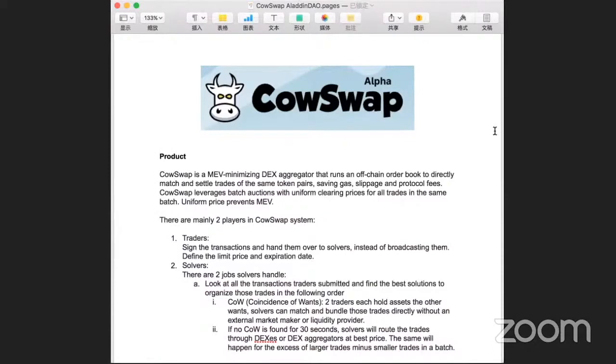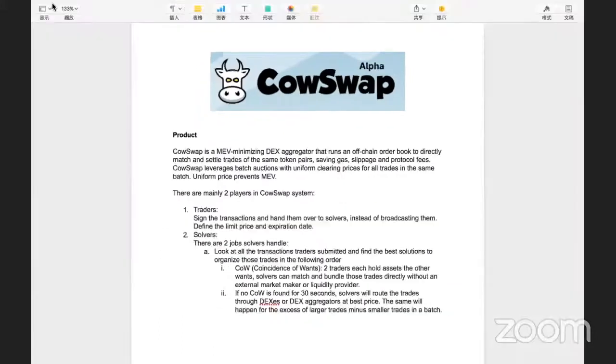Thanks, Charlene. So CowSwap is actually an MEV-minimizing DEX aggregator. So how does it work? It actually runs an off-chain order book that directly matches and settles trades in different directions. So let's say there are two traders, one Alice, the other is Bob. Alice wants to buy ETH with USDC. Bob wants to sell ETH to USDC.